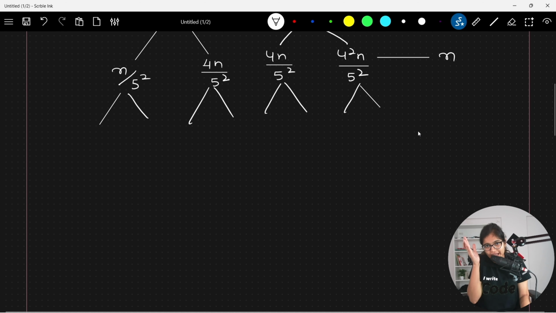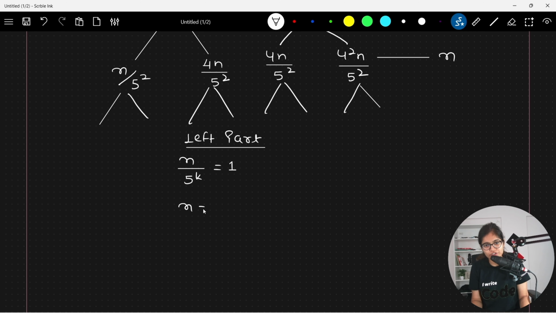It means that when I'm going towards the left side, it will be n by 5 to the power k. When it is equal to 1, it will stop. It means that for the left part, I will say n is equal to 5 to the power k. So the value of k here at the left part will be log of n base 5, right? Log of n base 5.